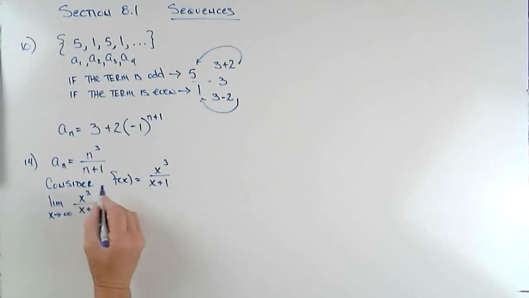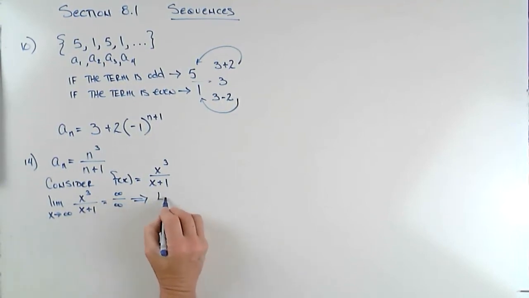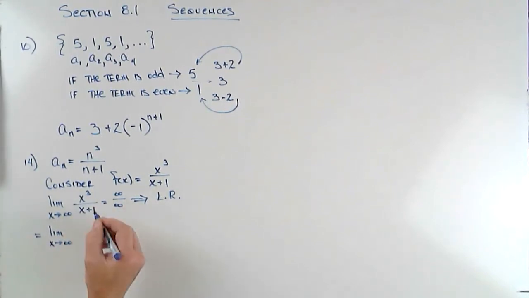Now, that turns out to be infinity divided by infinity, which means we need to use L'Hopital's rule to evaluate this limit. Remember, L'Hopital's rule says if you have infinity over infinity or 0 over 0, then the limit of the function is equal to the limit of the derivative of the numerator, which would be 3x squared, divided by the derivative of the denominator, which would be 1.